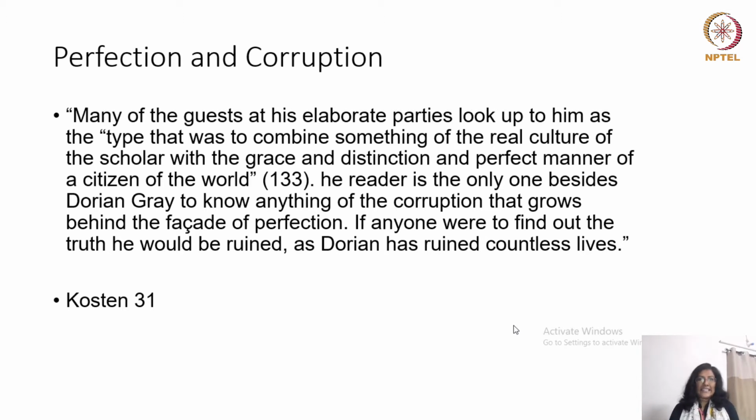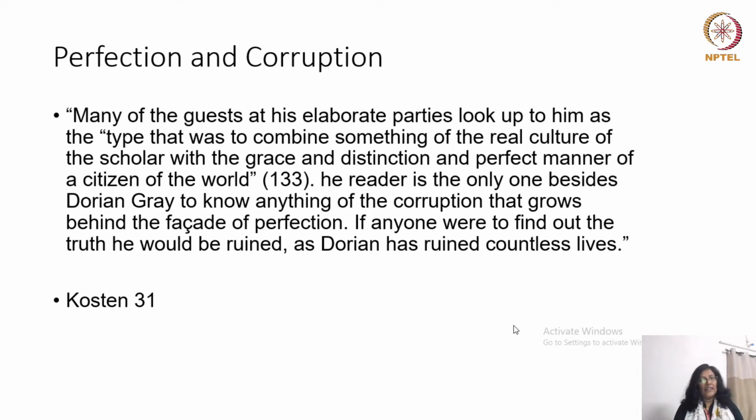We saw how identities are proliferating in relation to Dorian Gray. His companions, the guests at his social gatherings, at his parties, see Dorian not just as a handsome dandy, but they observe the character of a graceful, sophisticated scholar, and at the same time, to them, Dorian also possesses the manners of the citizen of the world. He seems to be cosmopolitan. He seems to be worldly, yet within the limits of acceptability and respectability.